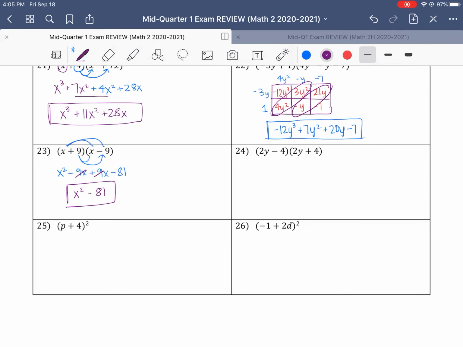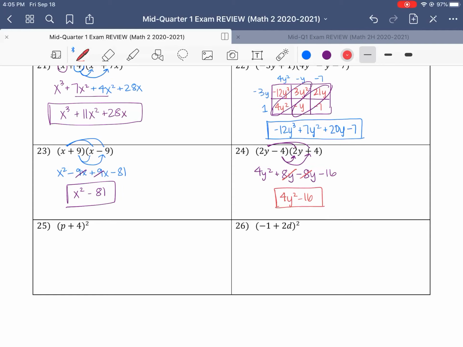Okay, same thing over here, we get 4y squared, then we get plus 8y. We keep distributing. Negative 4 times 2y is negative 8y, and negative 4 times 4 is negative 16. Again, those middle terms, you have one positive 8y, one negative 8y, they will add to 0, leaving us with 4y squared minus 16.